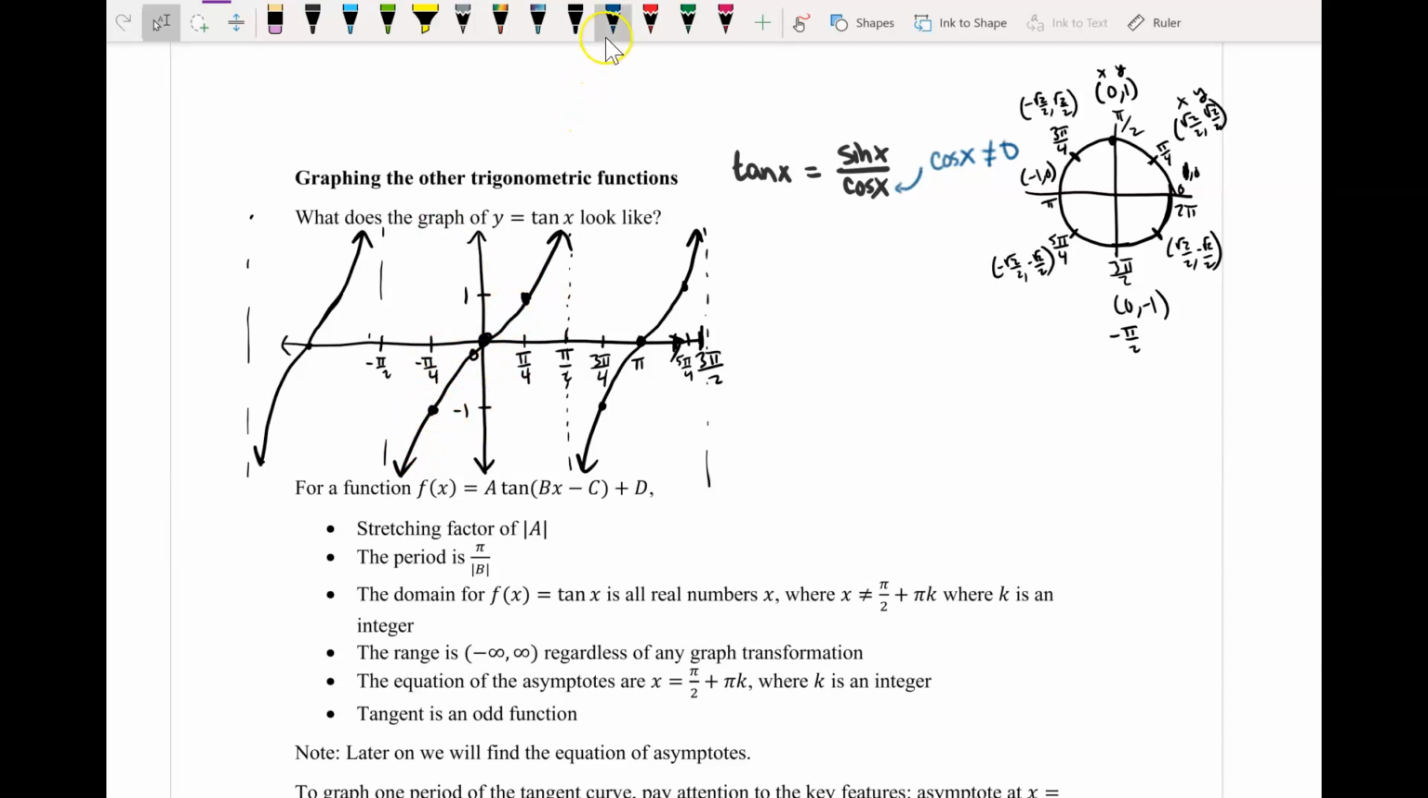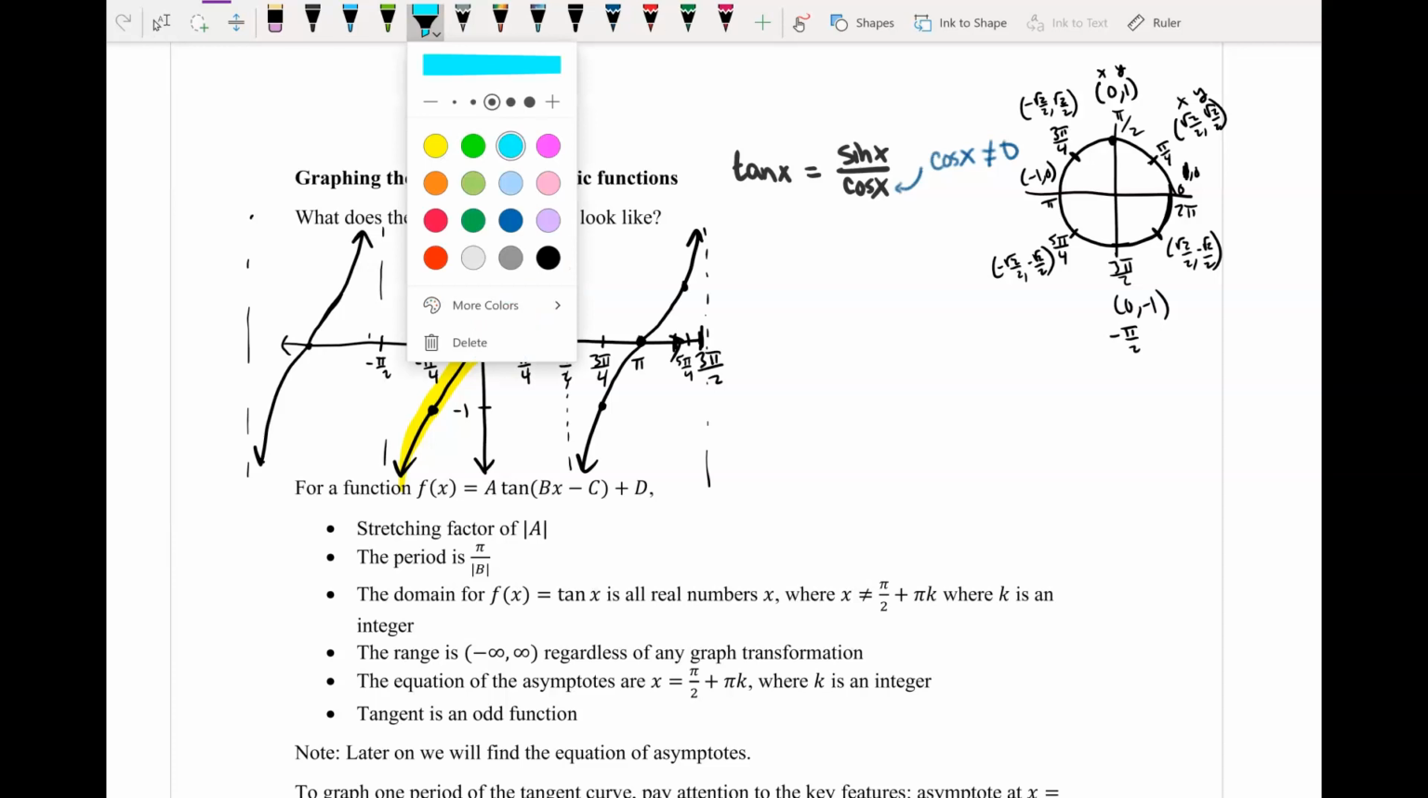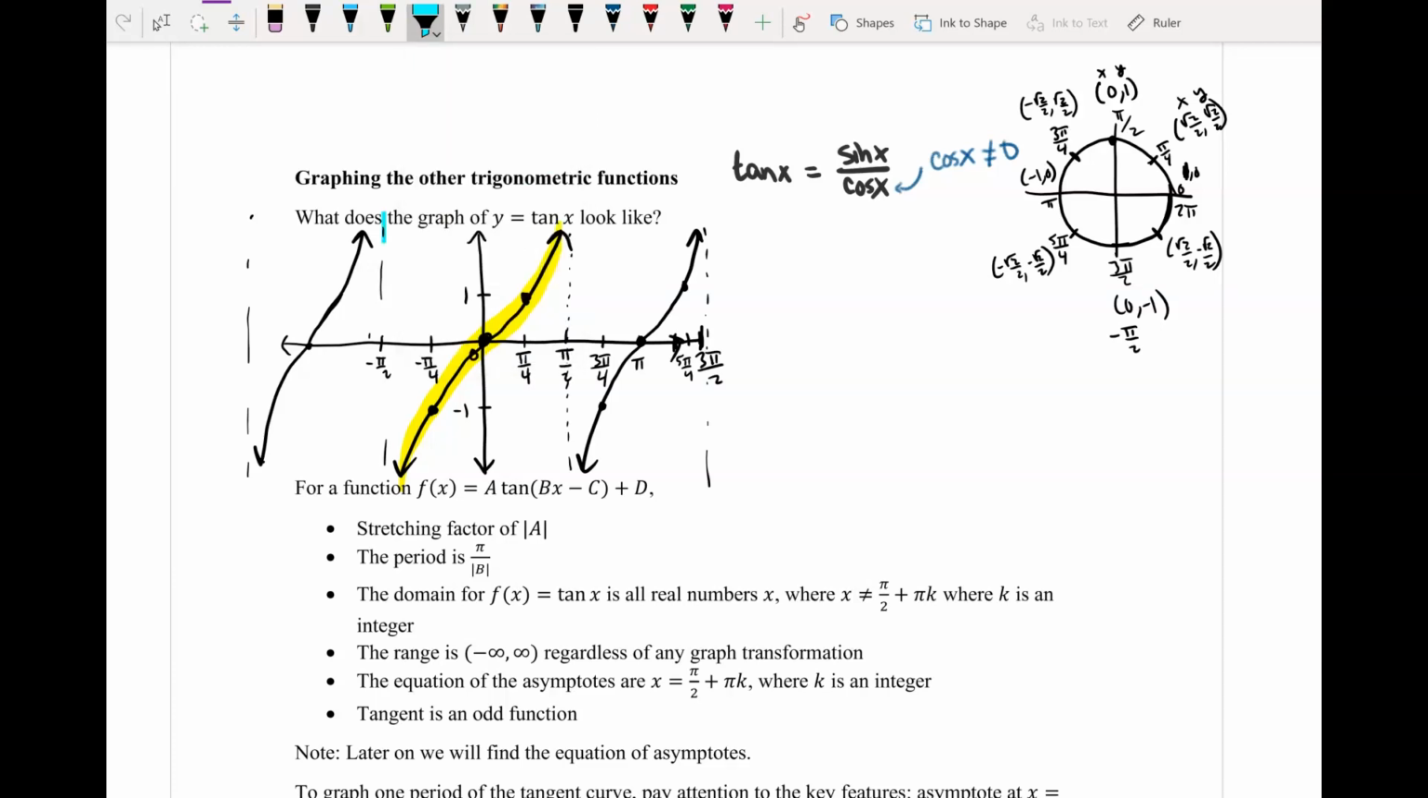All right, so let's analyze this a little bit. This tangent curve looks a lot like the x cubed curve. If we take one period of this, it kind of looks a lot like the x cubed curve. It also has two pairs of asymptotes in here. You have an asymptote at negative pi over 2, and also another set of asymptotes at positive pi over 2.